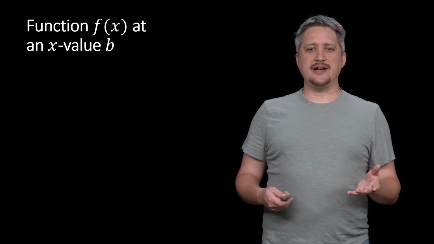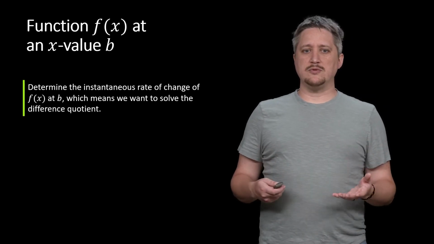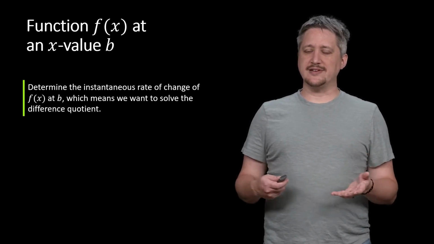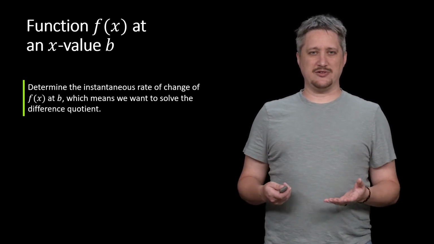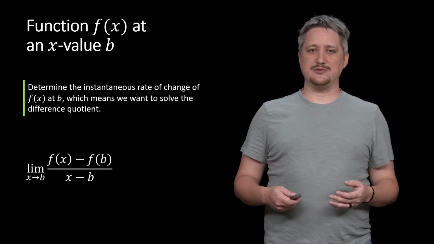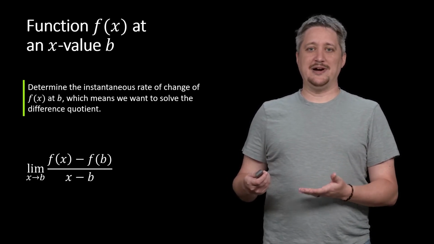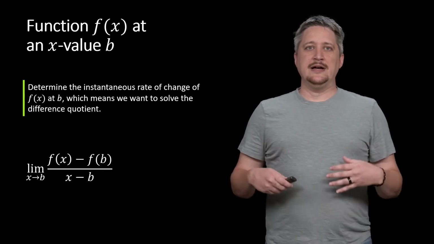So in general, if we have some function f of x, and we want to know the derivative at a given x value, say b, then we want to determine the instantaneous rate of change of f of x at b, which means that we want to solve that classic difference quotient, the limit as x goes to b of f of x minus f of b divided by x minus b.